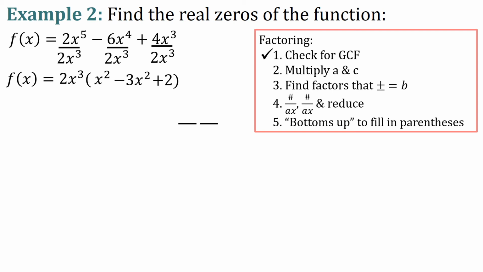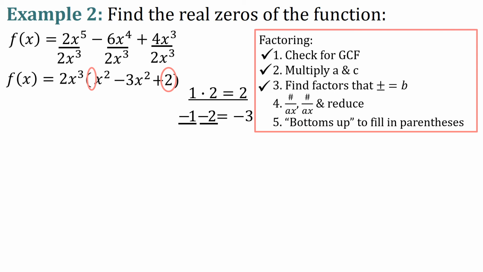Okay, so we've checked for our GCF, we've factored it out. Now we have to multiply our a and our c. A is 1, c is 2. So 1 times 2 is 2. Well, we know that the only factors of 2 are 1 and 2. So how can we combine these to equal b? Well, we either have to add or subtract them. We want negative 3. So negative 1 minus 2 equals negative 3. So we found the factors that add or subtract to equal b.